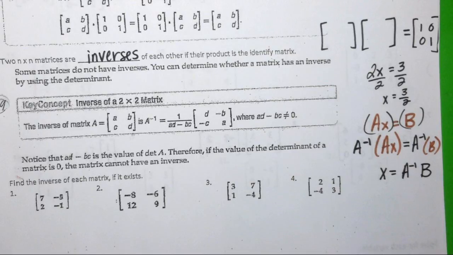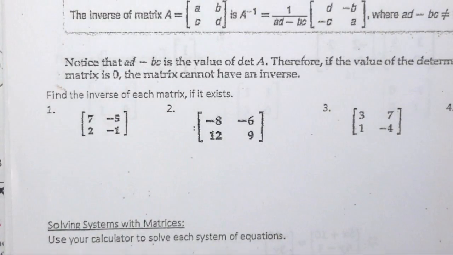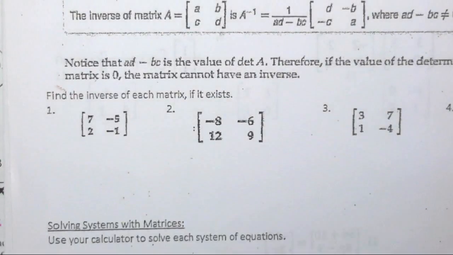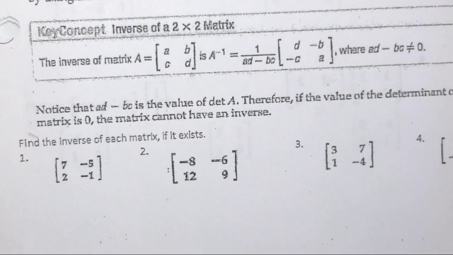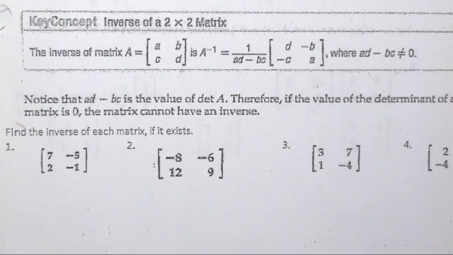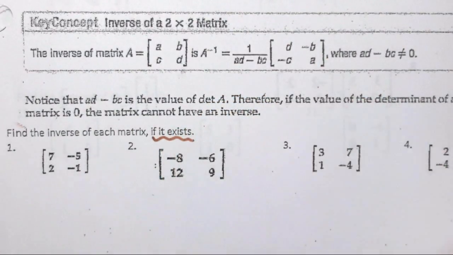Okay, so we're doing these four problems, and we've already typed in the matrix. Life should be easy except for one part of the directions. What part of the directions is concerning today? If it exists. You can have a point for that. If it exists. So what does that imply? It could not have an inverse. So the first thing we got to check on all our problems is, does it exist?